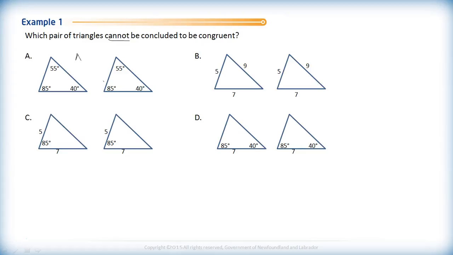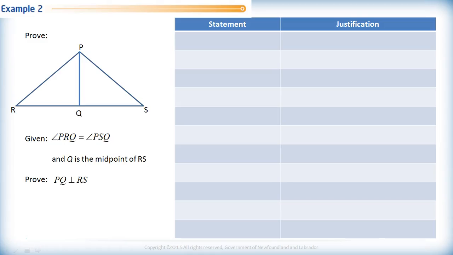Okay, so let's see what we got. The first one, we got three angles the same. The next one, we got three sides the same. And the next one, we got a side and then the included angle before the last side. And then we have two angles and the side in between them that are the same. And this is the only pattern that we're not allowed to use to conclude that we have congruent triangles. All that does is guarantee similarity. So it's A.